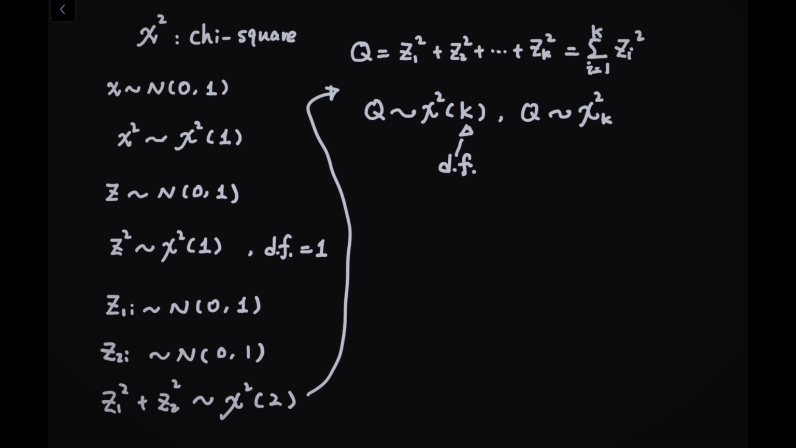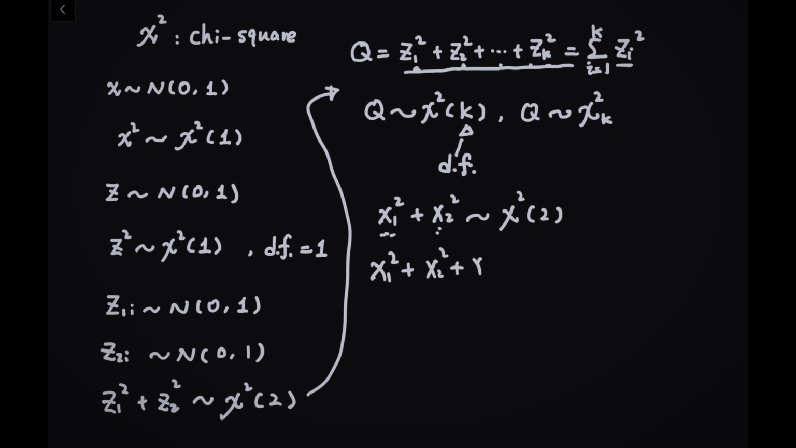The number of random variables being summed. Z sub i, how many terms are being summed up? K is the number of random variables that follow the standard normal distribution. X1 squared plus x2 squared, if each value follows the standard normal distribution, follows a chi-square distribution with 2 degrees of freedom. And x1 squared plus x2 squared plus x3 squared follows a chi-square distribution with 3 degrees of freedom.